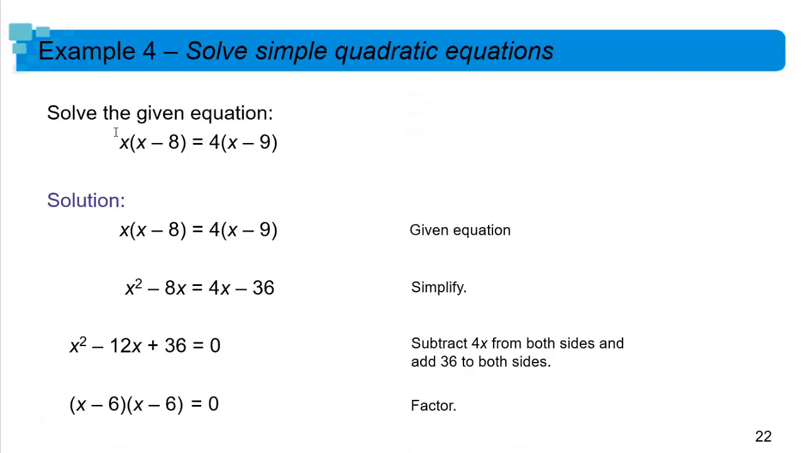So for instance, given this equation, if you have to solve it, you've got to get rid of grouping objects. You've got to actually do the distribution.